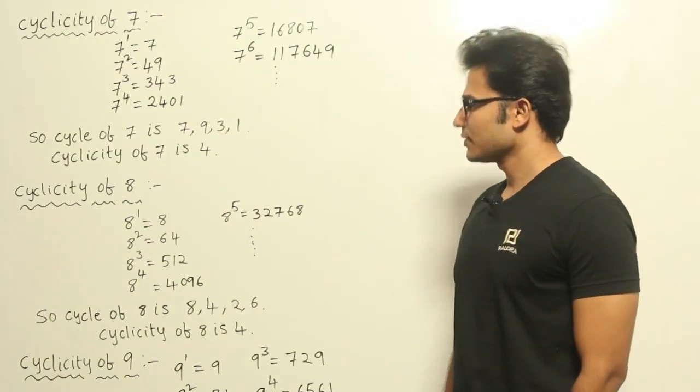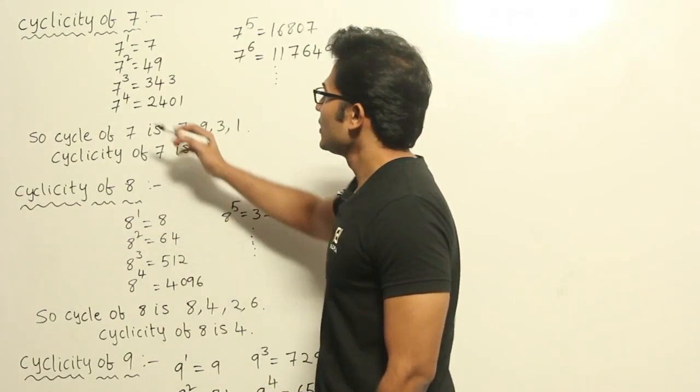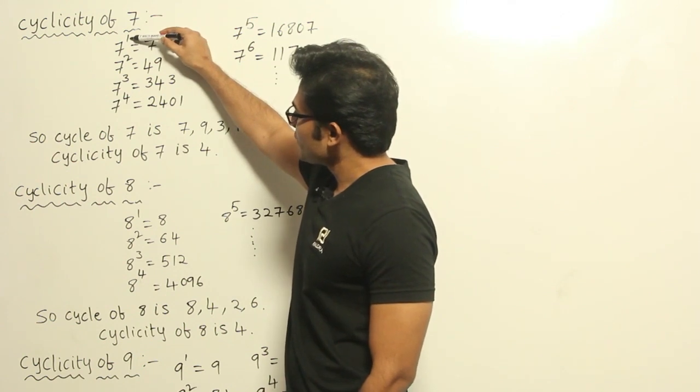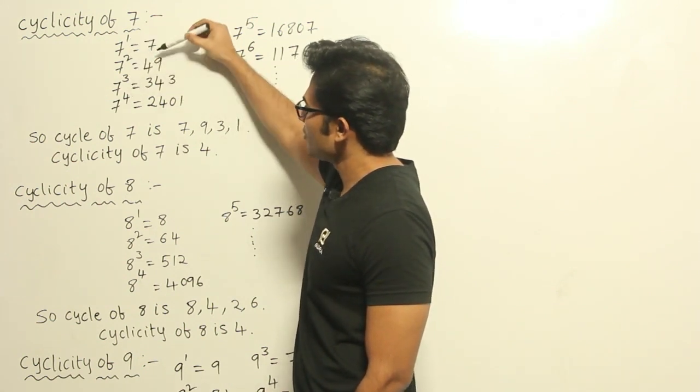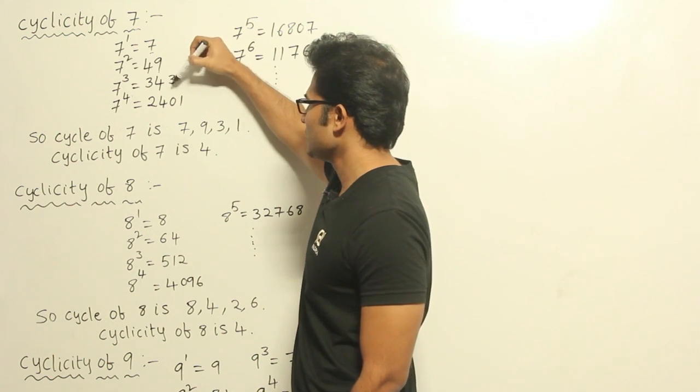Now let's see the cyclicity of 7. If you observe the cyclicity of 7, if I write the powers from 1 to 4, 7 power 1, 7 power 2, 7 power 3, 7 power 4, the units place is going to be 7, 9, 3, 1.